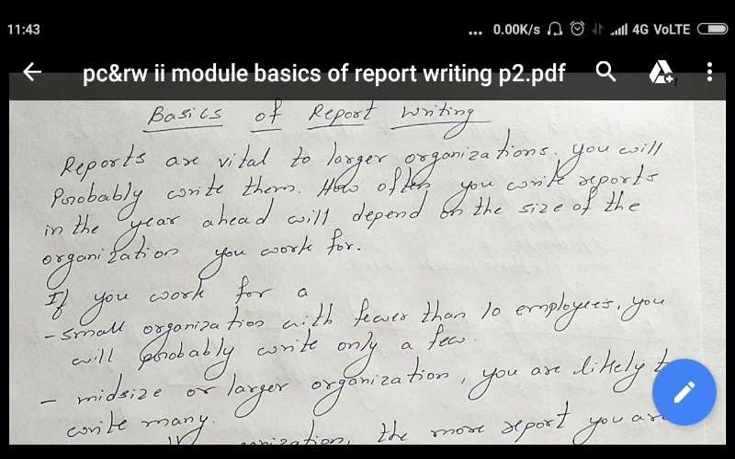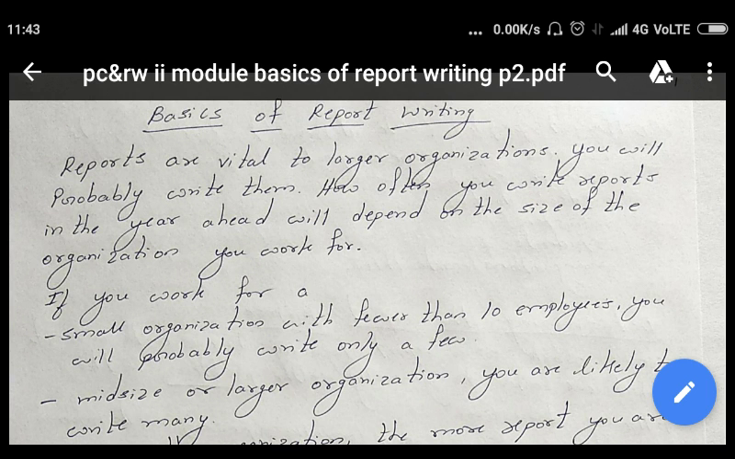Is it clear? So the information is related to the study on what problem they have analyzed, and what type of information they have gathered. So reports are nothing but they are vital to large organizations, so you will probably write them. Reports are something you are always going to write.